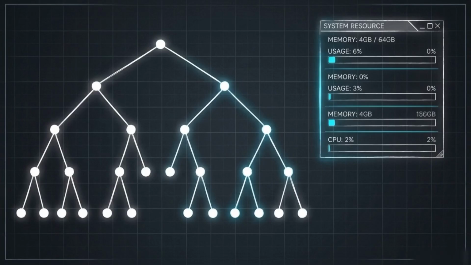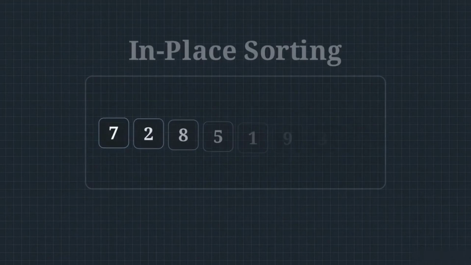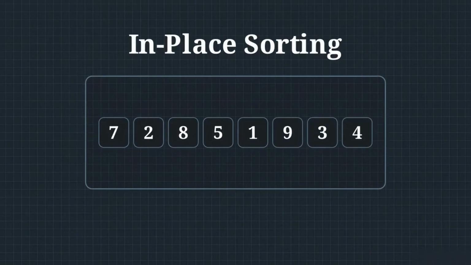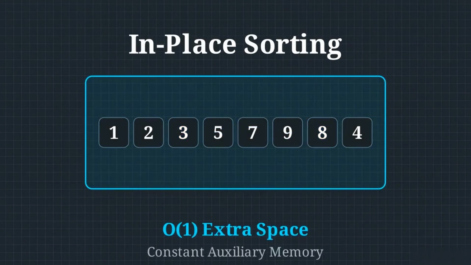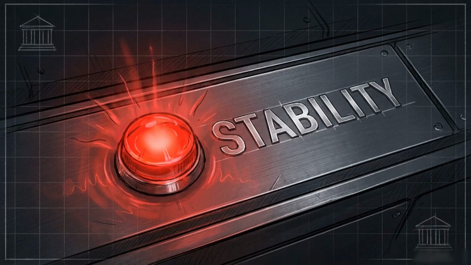To decide when to use quicksort, we have to evaluate its defining architectural traits against the requirements of the system. Its primary advantage is its in-place nature. By performing swaps within the existing array, it avoids the memory overhead required by other divide-and-conquer methods. But this efficiency comes at the cost of stability.